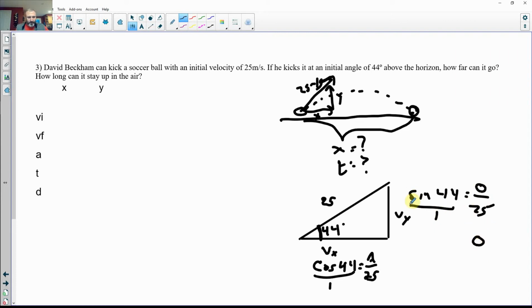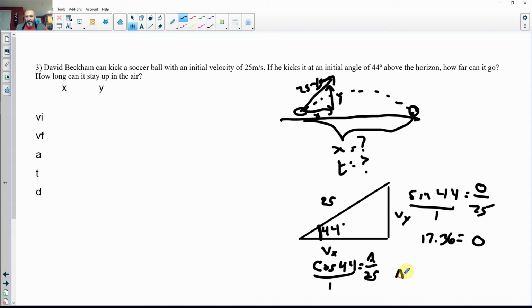25 times sine 44 is 17.36. So O is 17.36. Around right. So all I do is multiply 25 times sine 44 equals 1 times O. So O is 17.36. And then for this one, 25 times cosine 44 is 17.98. And that's 1 times A.